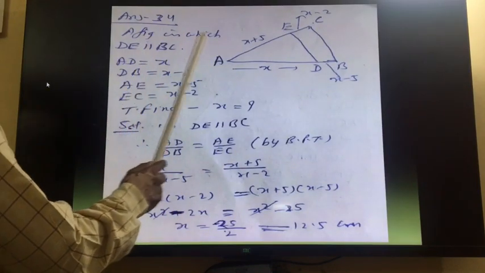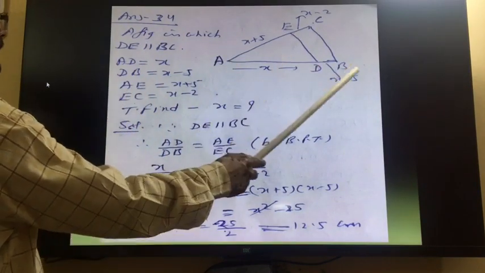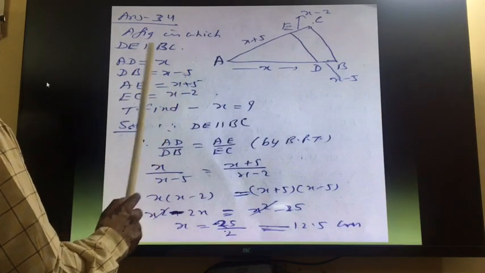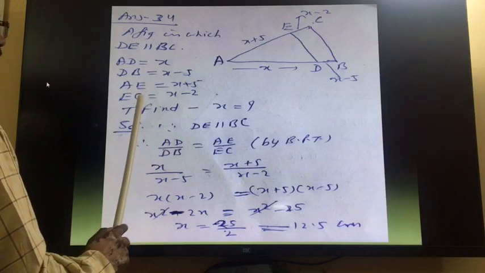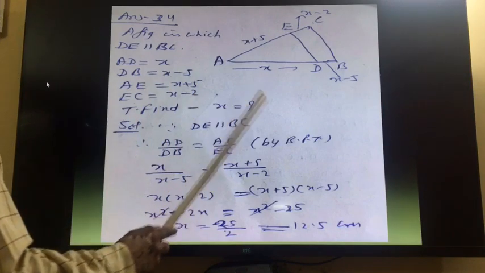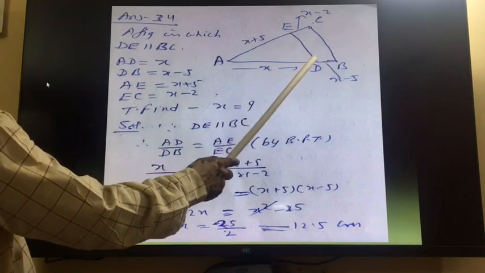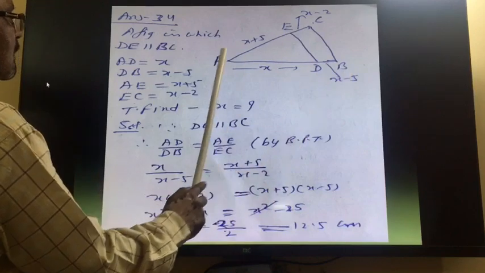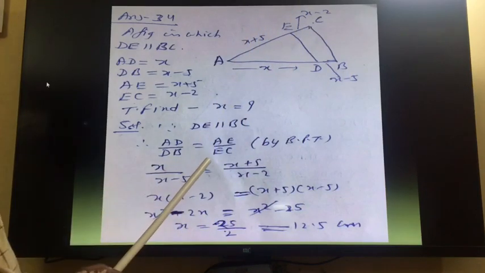What is given? A figure in which DE line is parallel to BC, AD is equal to x, DB is equal to x minus 5, AE is equal to x plus 5 and EC is equal to x minus 2. These are given. We have to find out the value of x. So because DE line is parallel to BC line, we can write AD upon DB is equal to AE upon EC by BPT theorem.